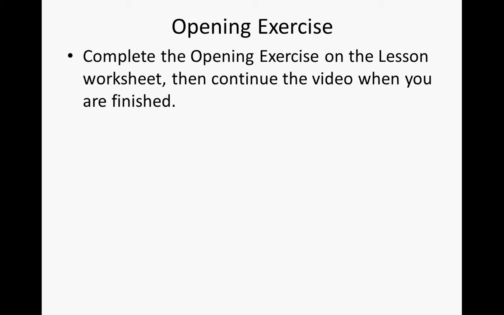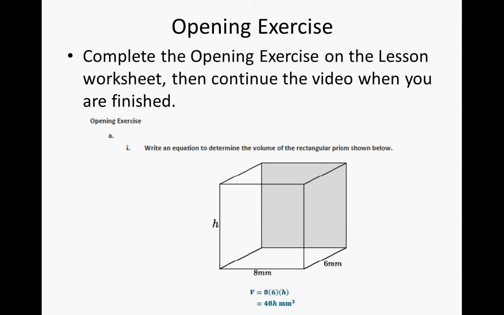Alright, you should be done with the opening exercise. For the opening exercise, write an equation to determine the volume of a rectangular prism. You should have come up with 48 times h millimeters cubed, because you weren't given a value for h, and so you could simplify the 8 times 6 to get 48.